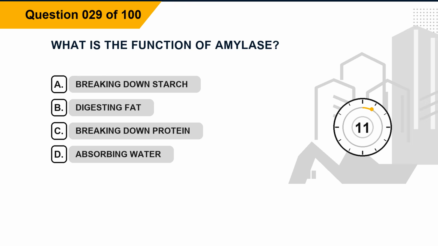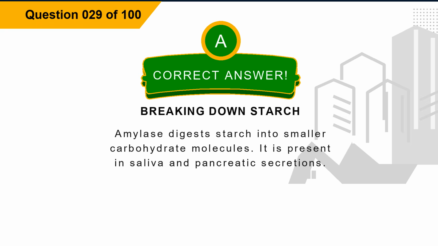Question 29. What is the function of amylase? Option A, breaking down starch. Option B, digesting fat. Option C, breaking down protein. Option D, absorbing water. The correct answer is option A, breaking down starch. Explanation. Amylase digests starch into smaller carbohydrate molecules. It is present in saliva and pancreatic secretions.